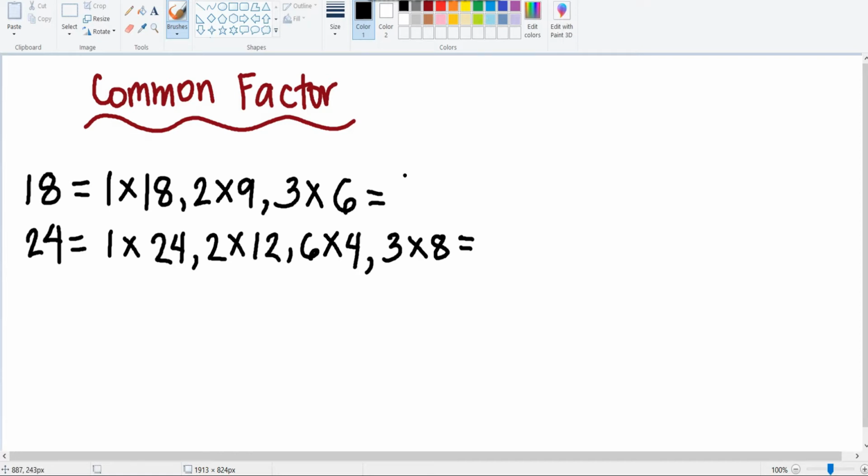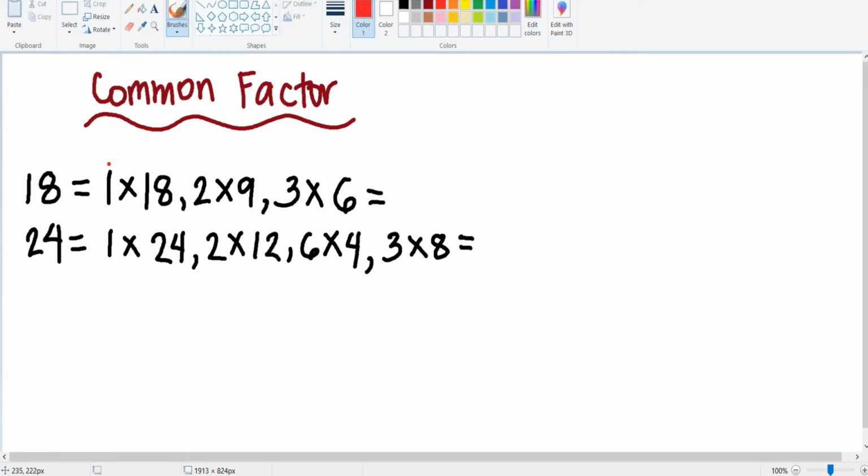Now, if we are done finding the factors of 18 and 24, this time we will list all the numbers without the multiplication sign. So we have 1. Let us list it: 1, we also have 18, we also have 2, we also have 9, we also have 3 and 6. That is for 18.